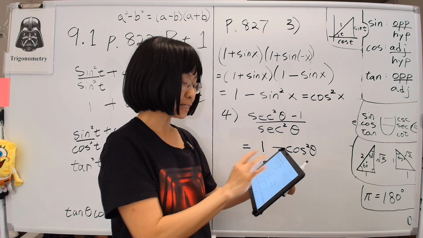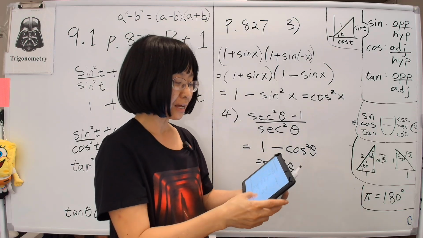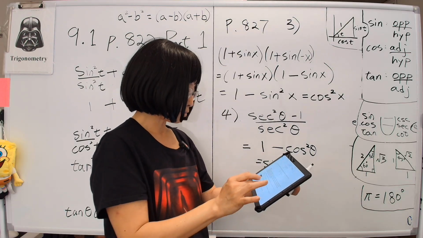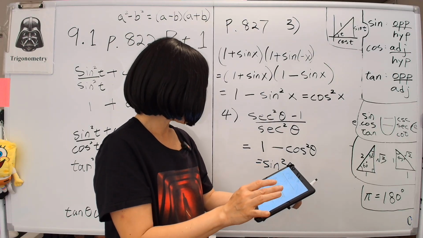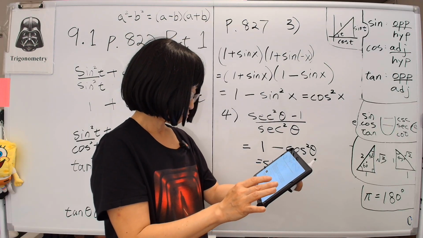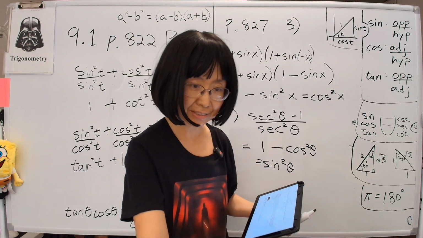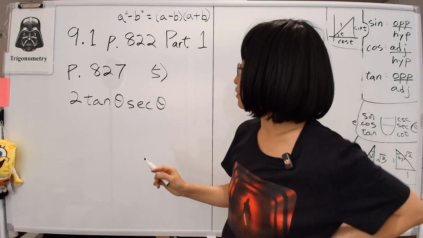So that's why I recommend that you read the first method yourself, okay? And then we are going to move on. So let's next look at example 5. Let's see, I think I'll clean off the board first. So next, let's do example 5 on page 827.